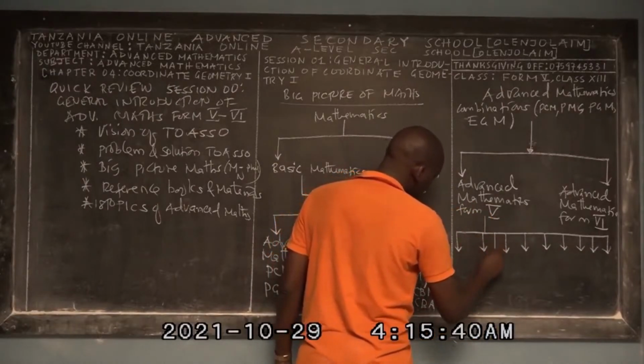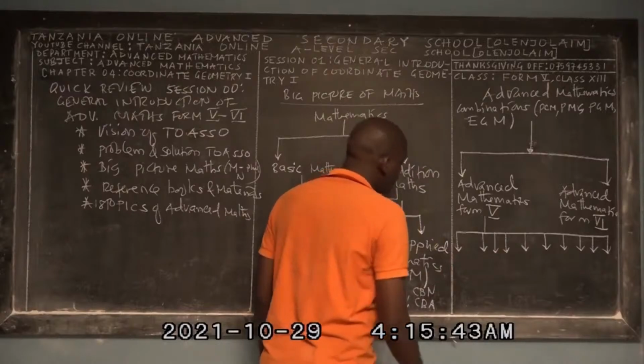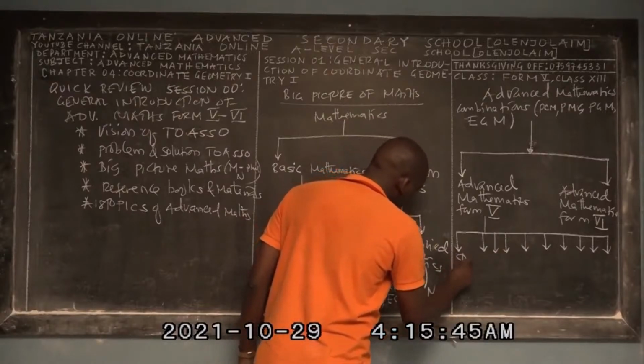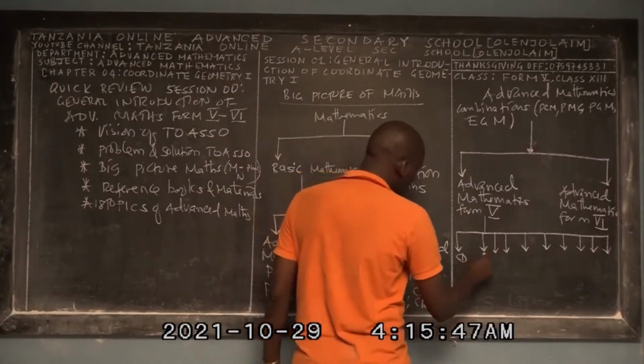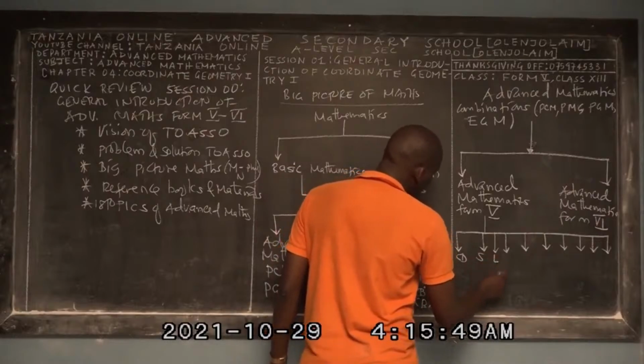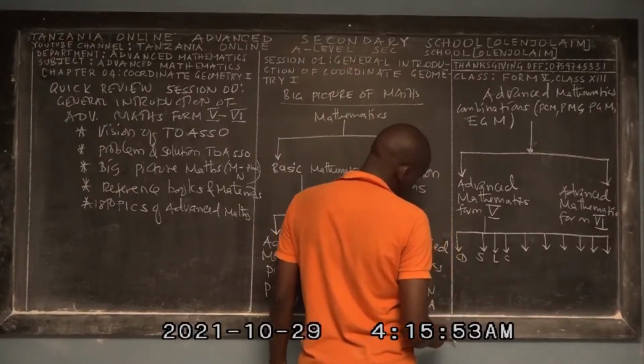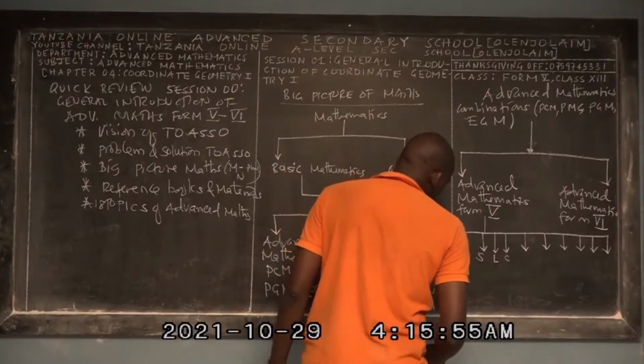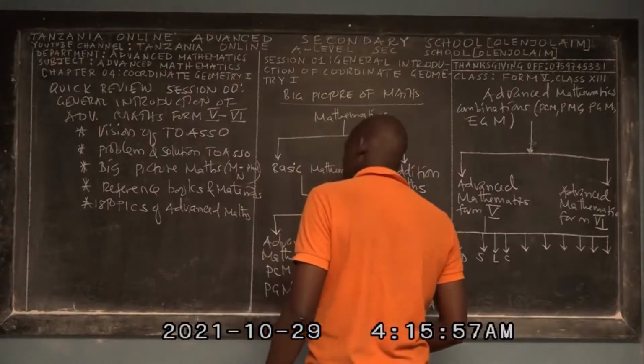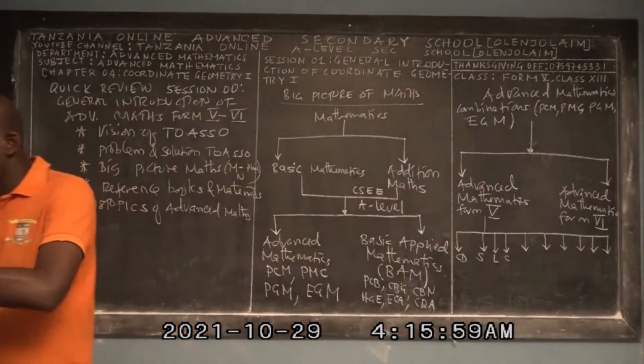So the first topic is called calculating devices. The second topic we call sets. The third topic we call logic. The fourth topic we call coordinate geometry. Let me counter-check it.